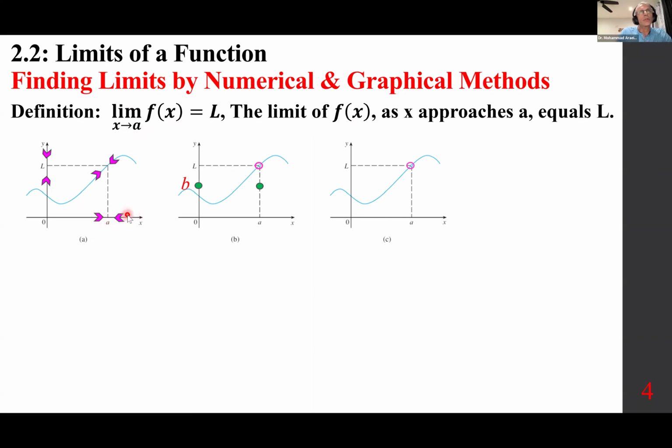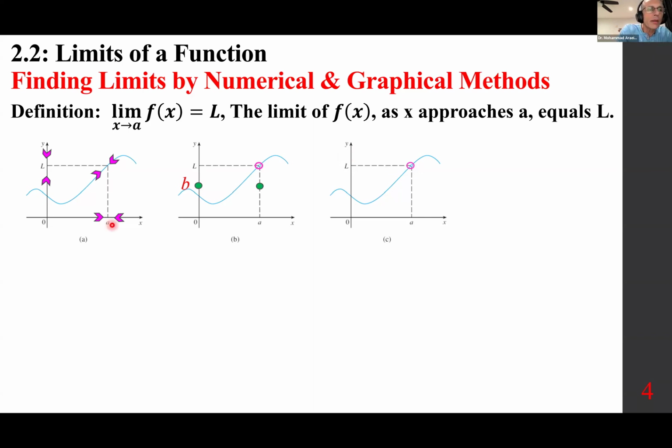From the left and right, when you look at the limits, we'll look at the one-sided limits. From both sides, we are moving towards a. Along the curve, from the left is going this way, from the right is going this way. Along the y-axis, from the left goes up, from the right comes down. And in all cases, we are moving towards this point. We never get there. That means the y-coordinate is L. Same thing for each case. So the limit exists, and the limit of f of x as x approaches a equals L.